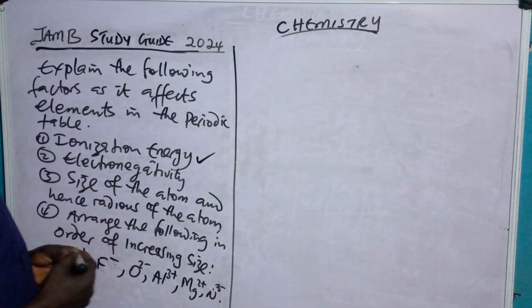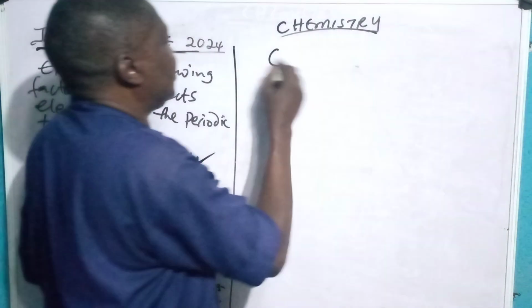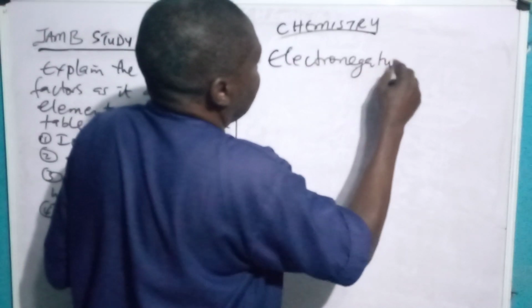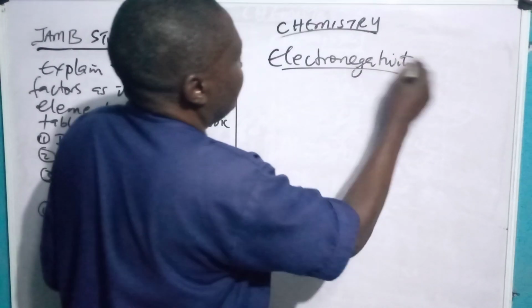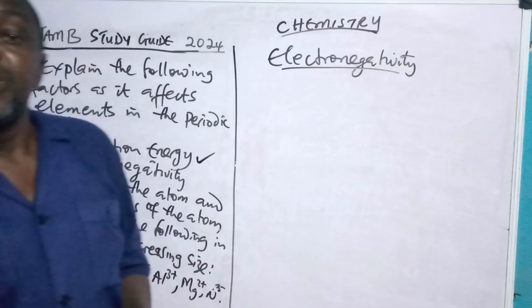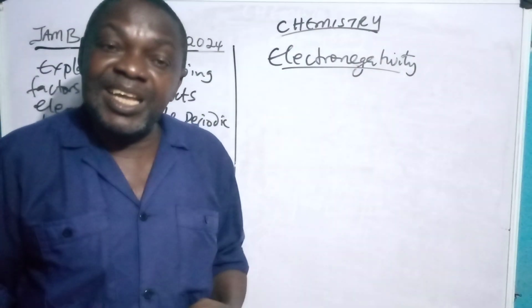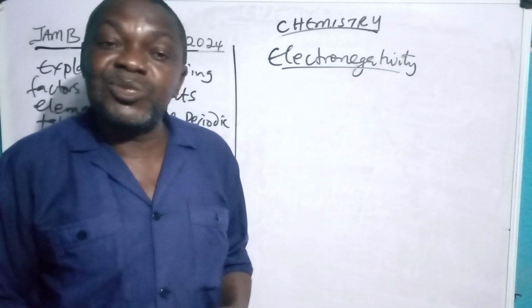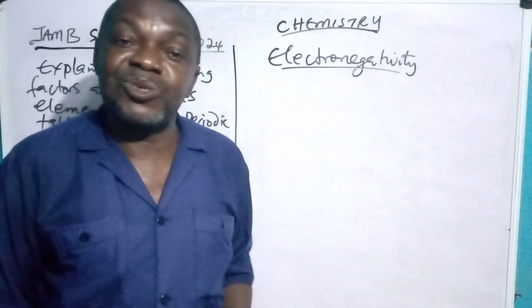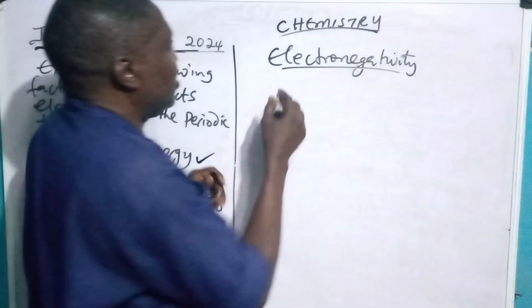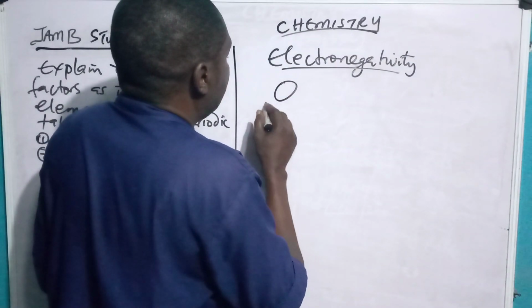The other one is electronegativity. Electronegativity is the ability or power of an atom to attract electrons towards itself. Ability to seize electrons, to attract electrons towards itself. For example, let's consider oxygen.